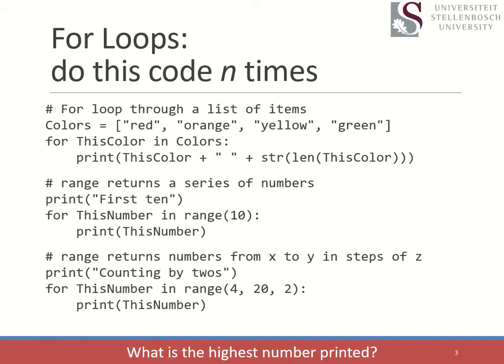This color is going to equal each of those strings in succession, but we're not going to print this color itself. Instead, we're going to ask, what is the length of this color? So what can that mean? These are strings, which means that they're a series of characters. The length function, len, is going to report how many letters are there in that color. So for red, len returns the number 3. For orange, len returns 6. For yellow, it returns 6. For green, it returns 5.